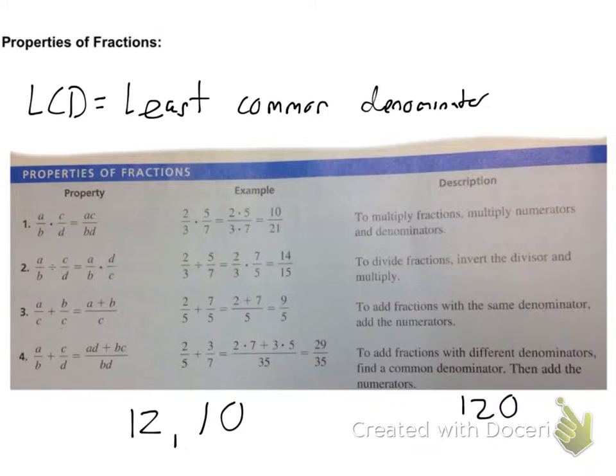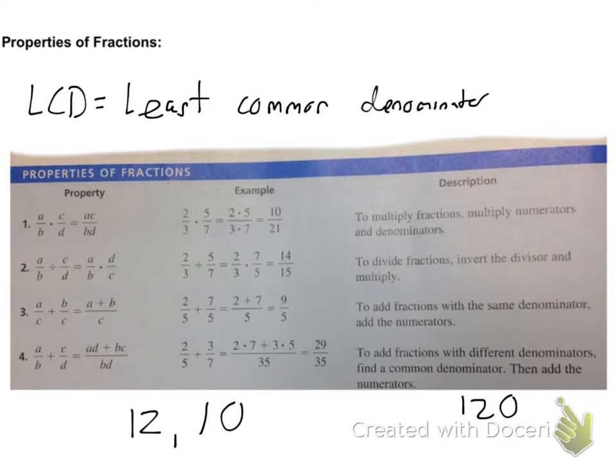What's the least common denominator? Does anybody know? 60. It's 60. How did you figure that out? You just knew it. But what's a practical way of figuring that out? There's a couple different ways. You guys can count by 12s. Can you write 12, 24? Well, you know 10 has to end in a 0. So 12, 24, 36, 48, 60, right?